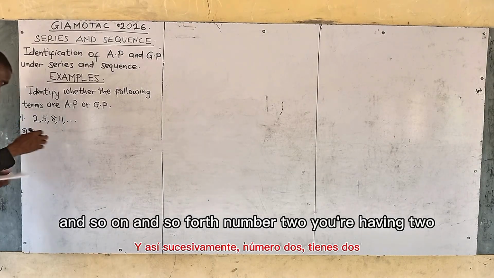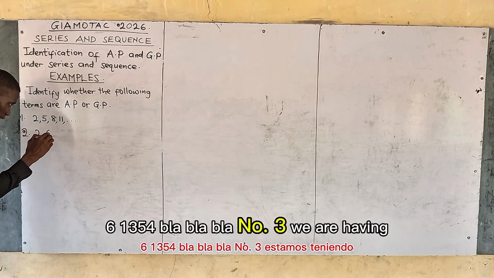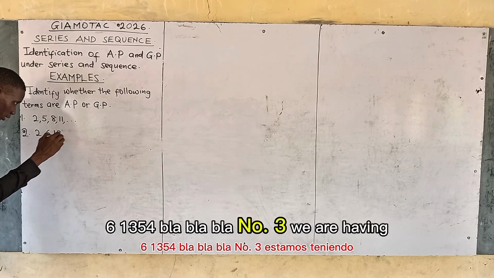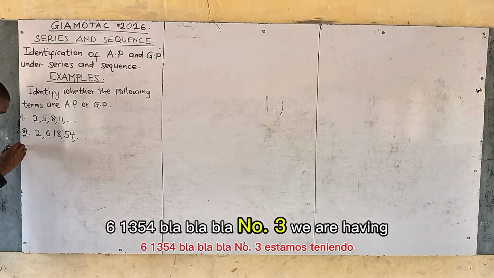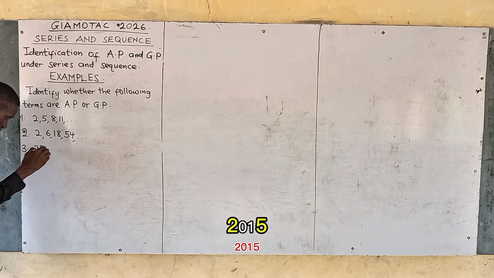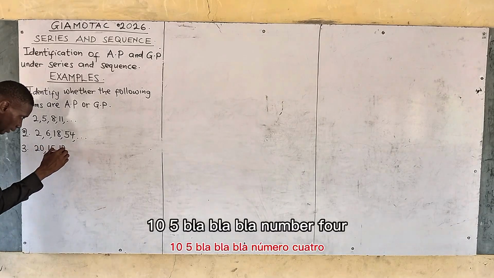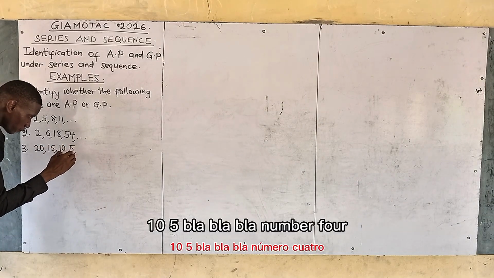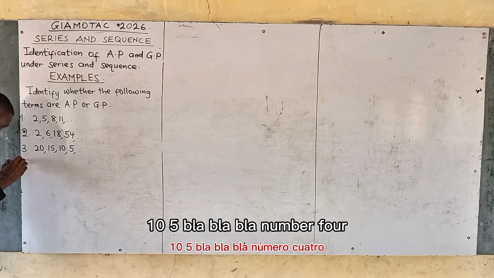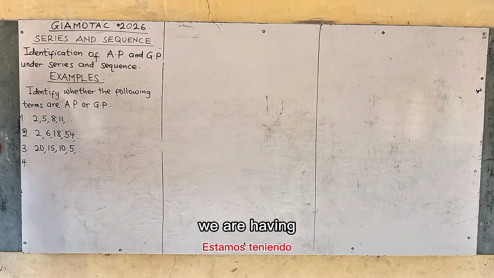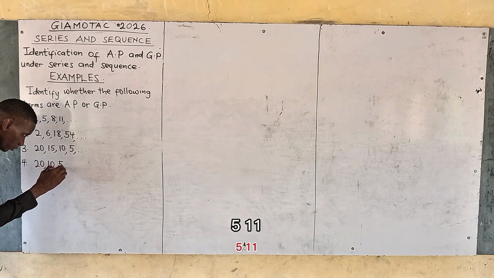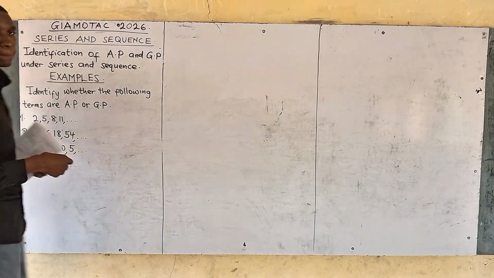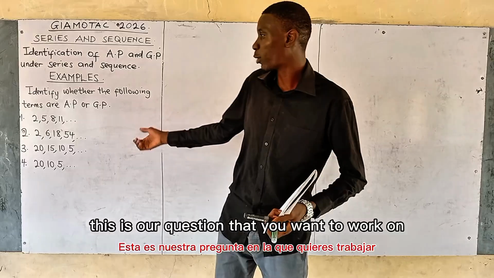Number 2, we are having 2, 6, 18, 54, and so on. Number 3, we are having 20, 15, 10, 5, and so on. Number 4, we are having 20, 10, 5, and so on. Yes, this is our question that we want to work on.